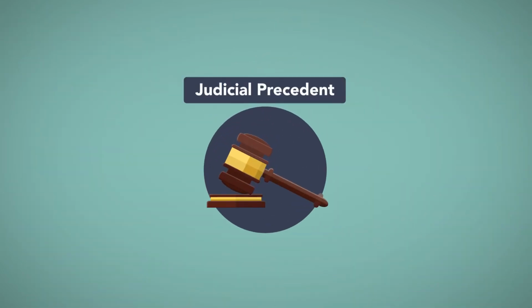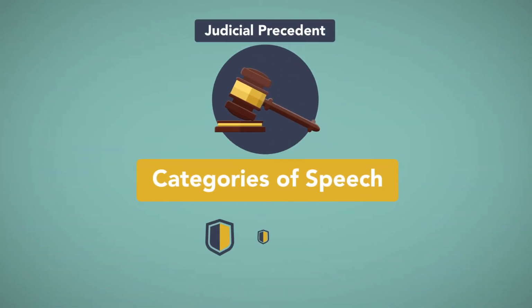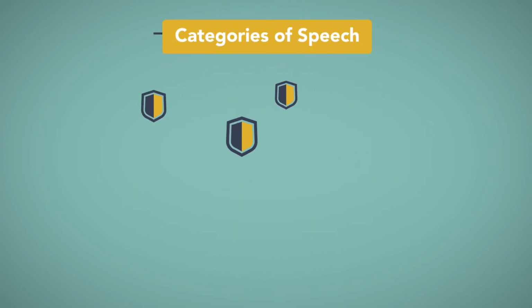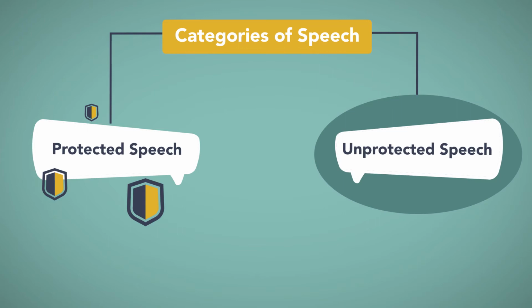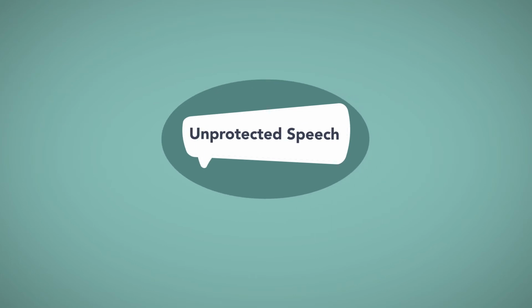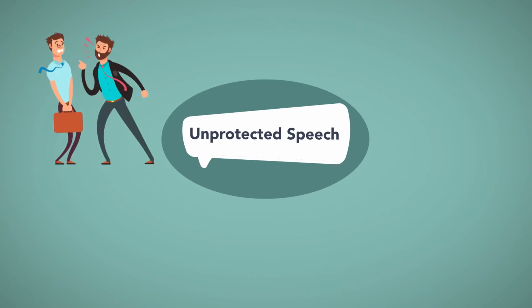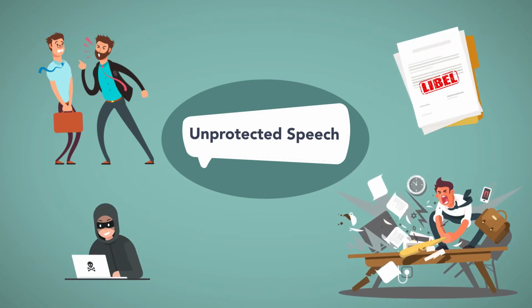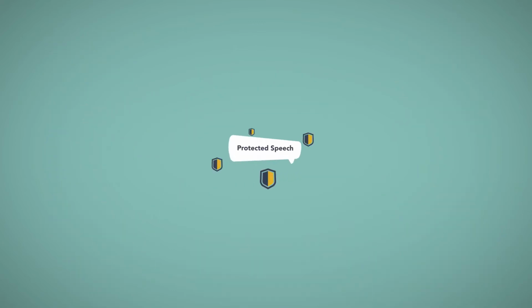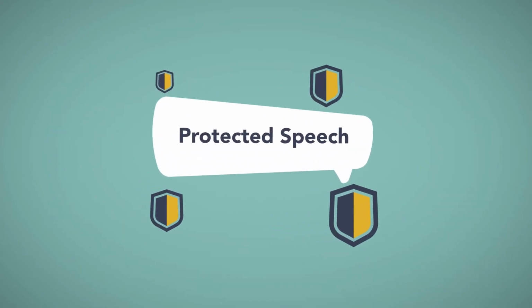Judicial precedent has carved out categories of speech and levels of protection within those categories. The two overarching categories are protected speech and unprotected speech, the latter of which means speech that is outside the scope of the First Amendment. Categories of unprotected speech include fighting words, or speech that's inherently likely to provoke violent reaction, libel, true threats, and obscenity. We'll explore these categories of unprotected speech later in the course. For now, we'll focus on speech that is generally protected.